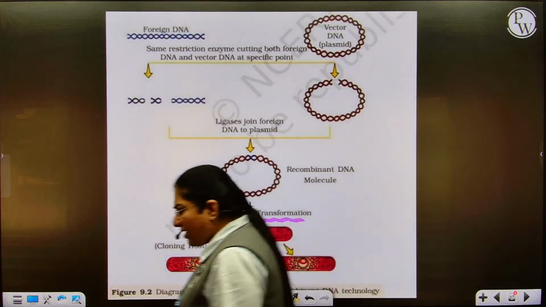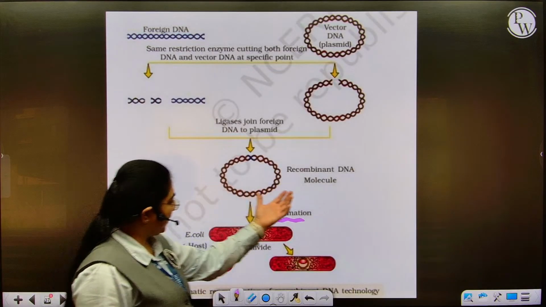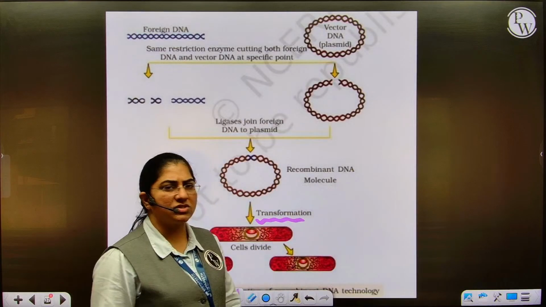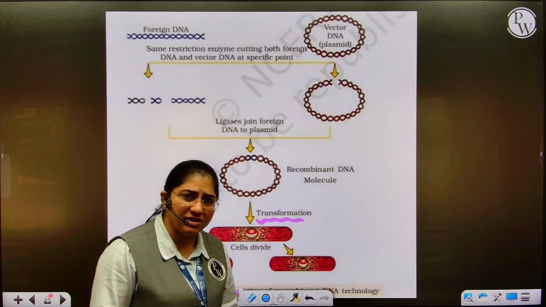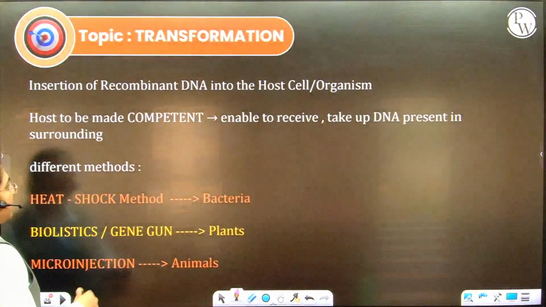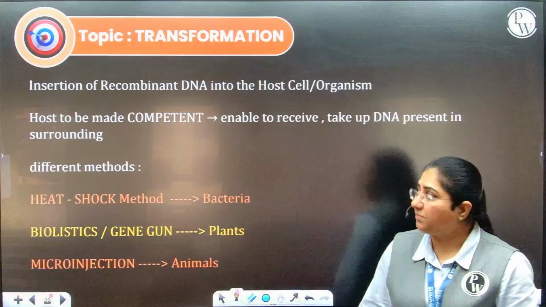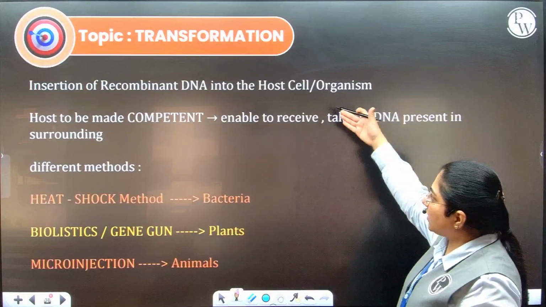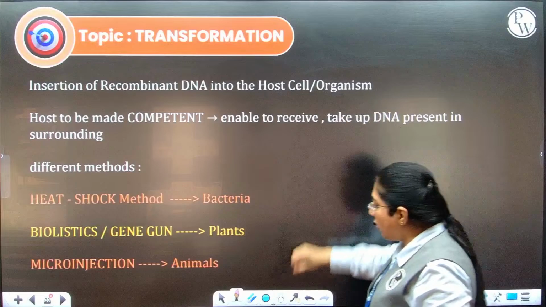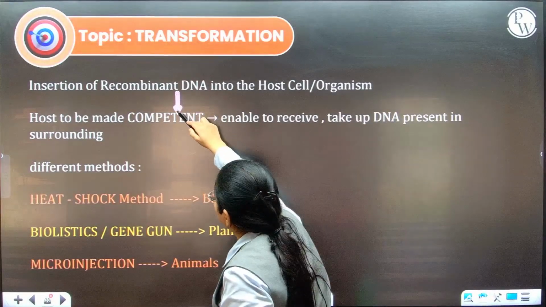Will it be very easy? We are just saying that, okay, we are taking our recombinant DNA, we are introducing it into the host cell. Will the host cell easily accept it? The host cell may or may not. So if it doesn't directly accept it, we will have to expose it to certain treatments. So for inserting the recombinant DNA, the host has to be made competent.